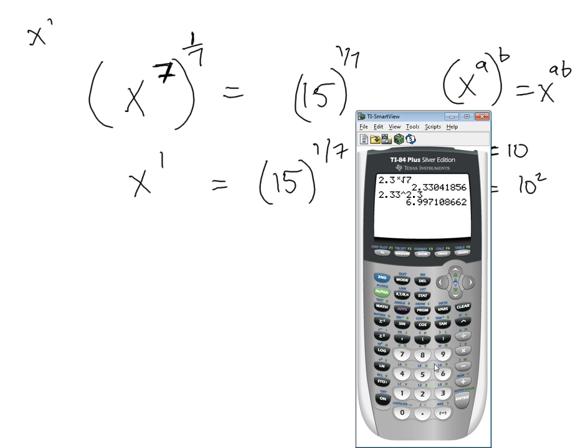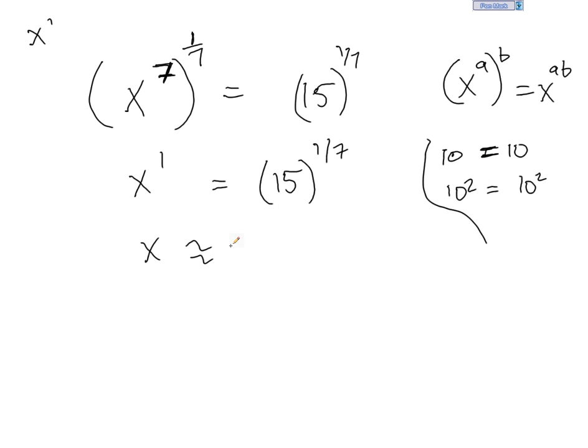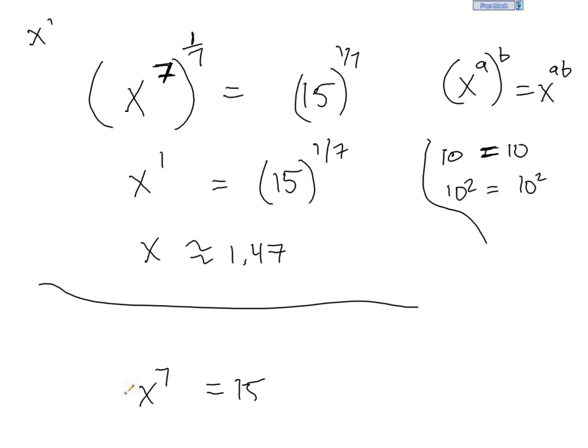So let me go back here and type this in. 15, let me put this in parentheses, 15 raised to the 1 divided by 7. I'm putting that fraction in parentheses. And I get x is about 1.47.